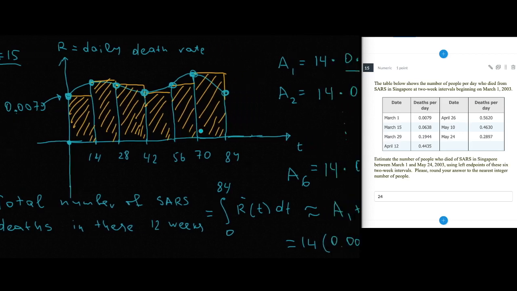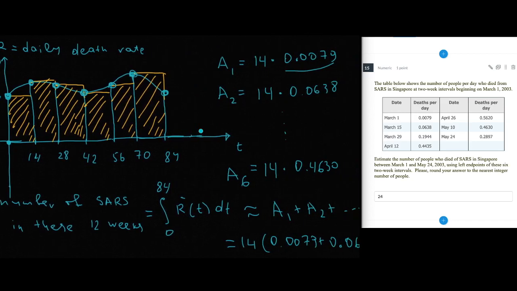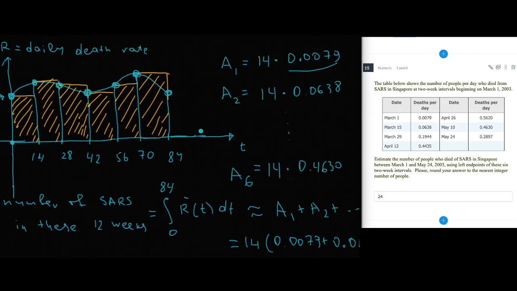So, calculating the area of the first rectangle, we will be multiplying height and width. The width is 14. That will be the same for all our rectangles. And the height of our first rectangle is 0.0079. Multiplying 14 by 0.0079 will give us approximately the number of deaths from the virus during the first 2-week interval.